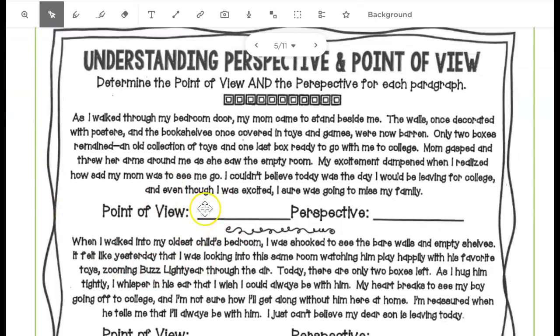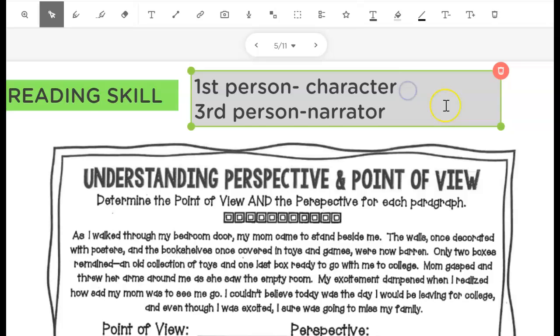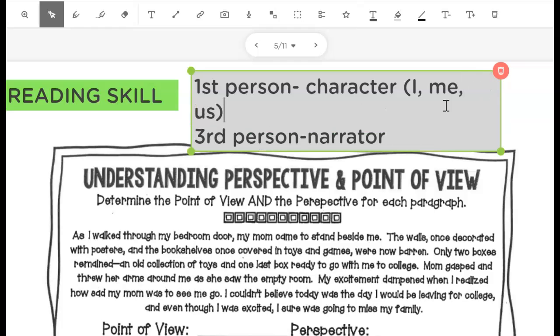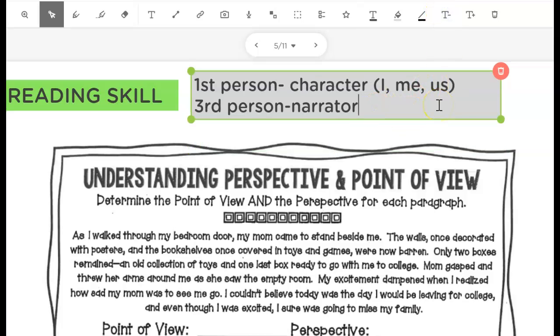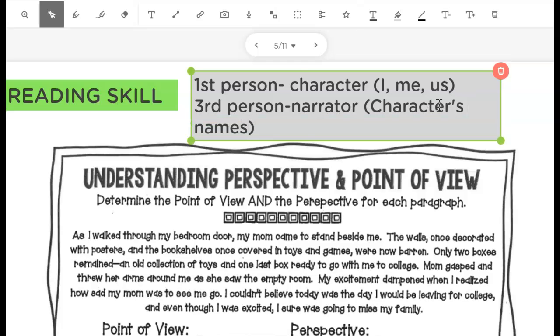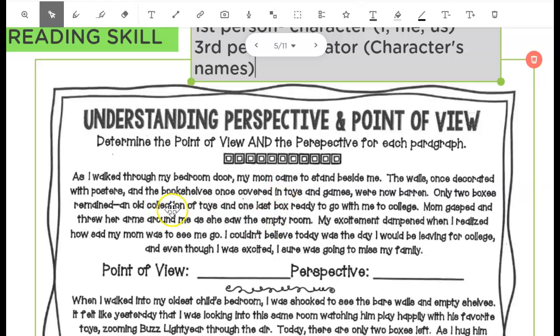So for your point of view, you're going to look for some of those keywords. If it is from a character, you'll see the words I, me, us. And if it is the narrator's point of view, then you will see the characters' names. So I can already skim through, which means reading through quickly to see if I see any of those keywords, and I do see some of those.